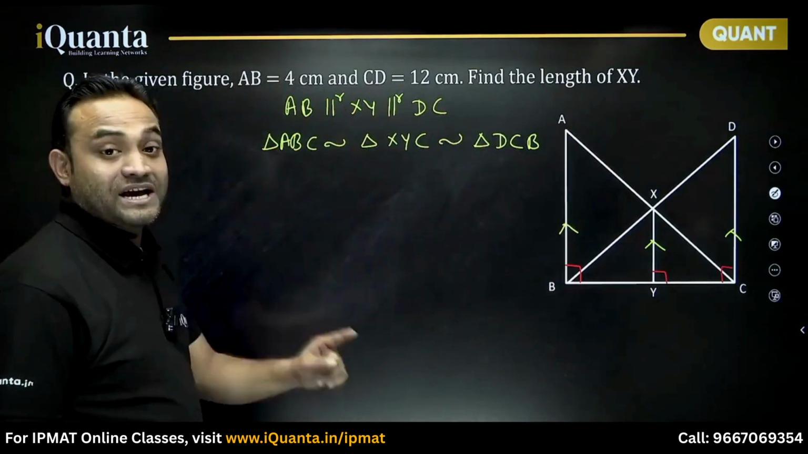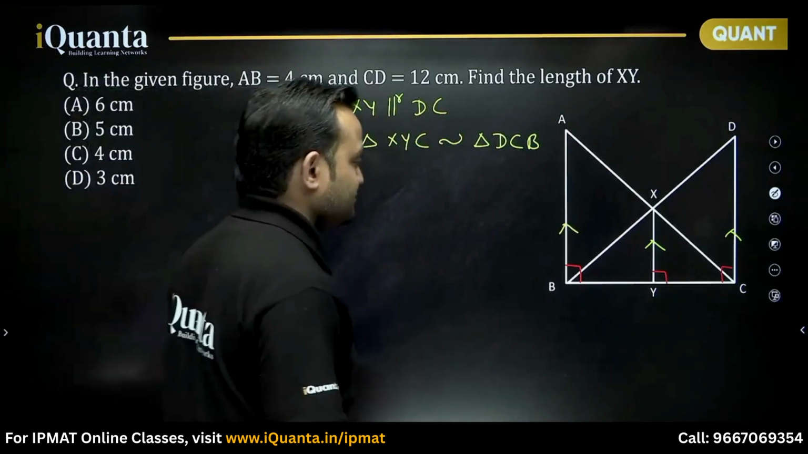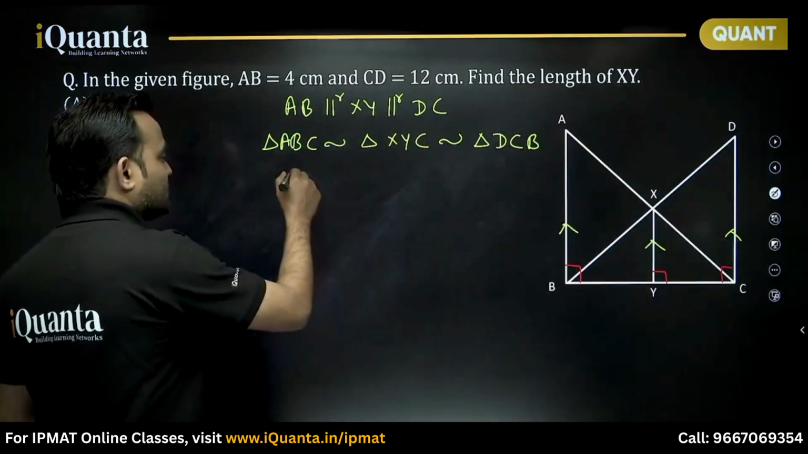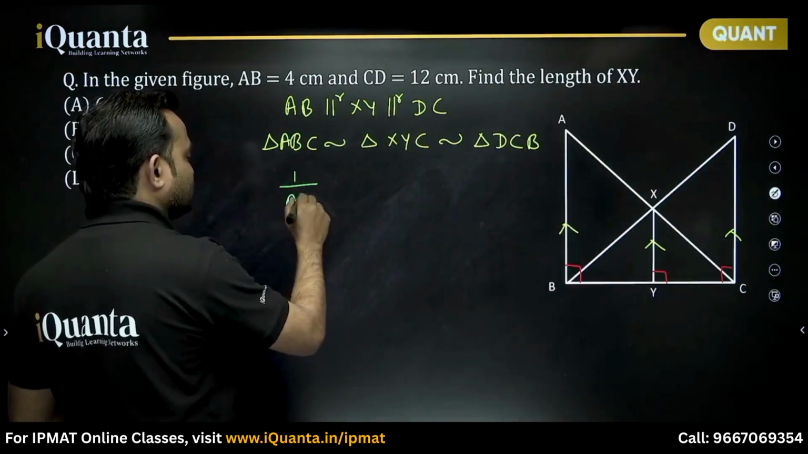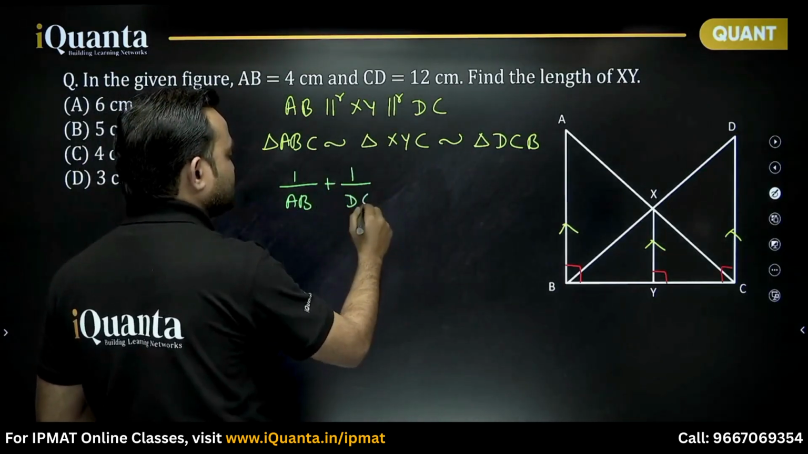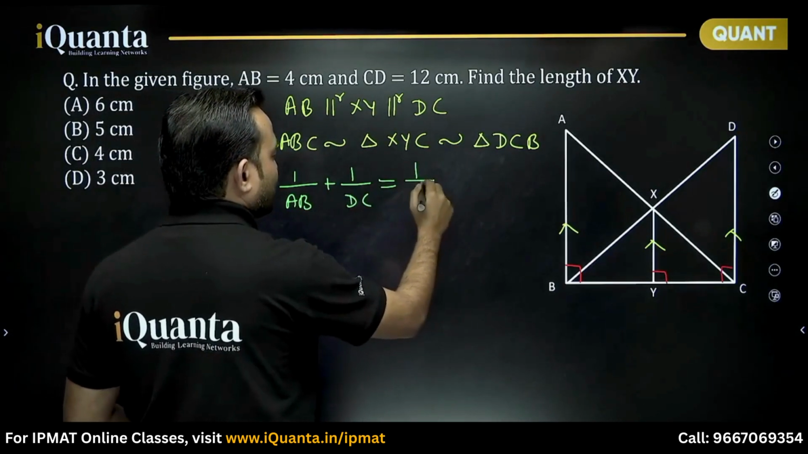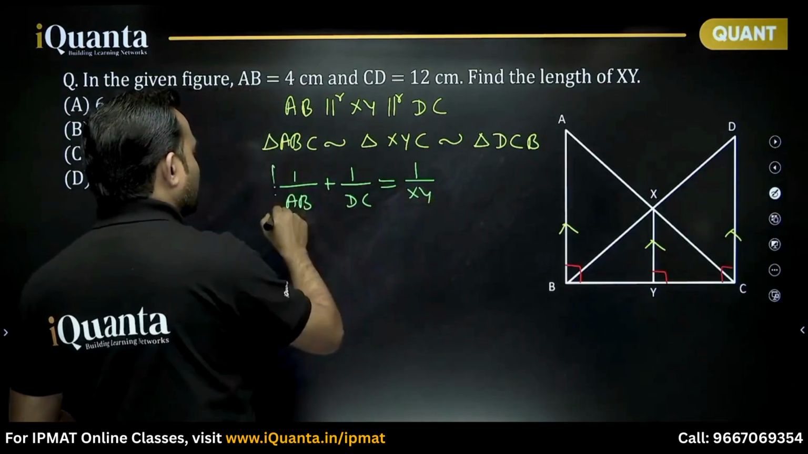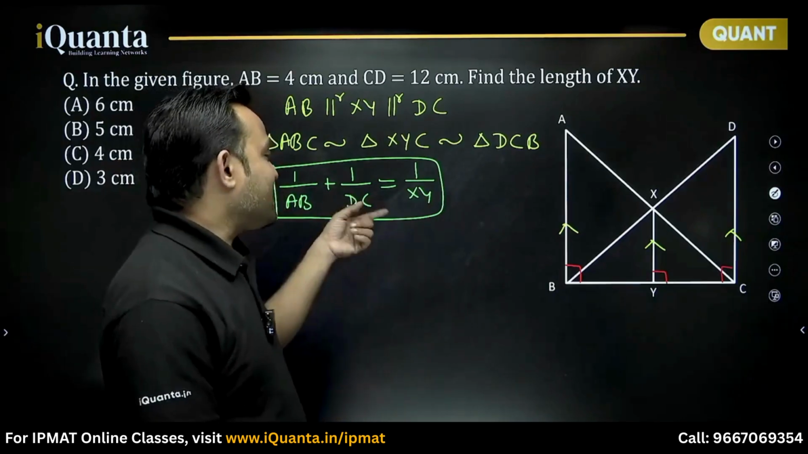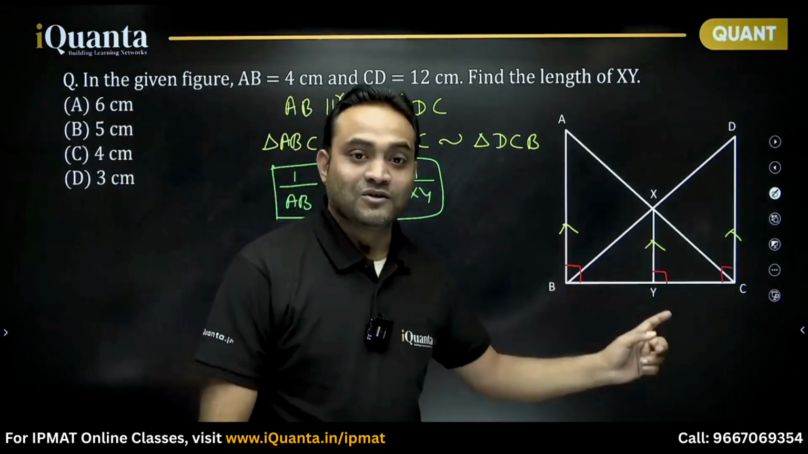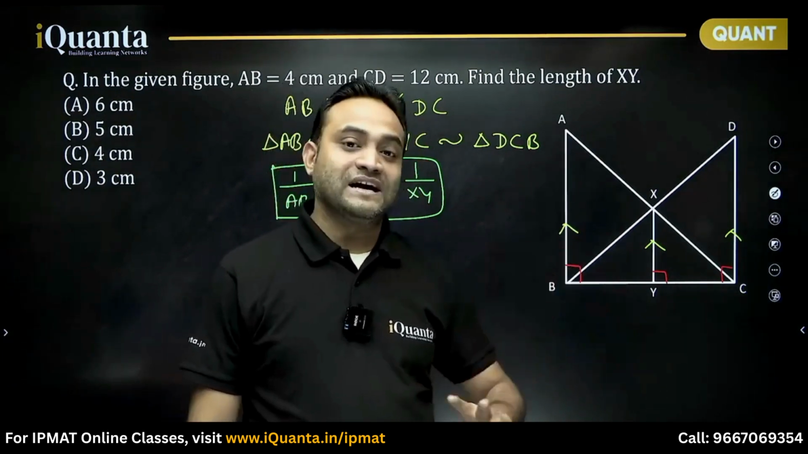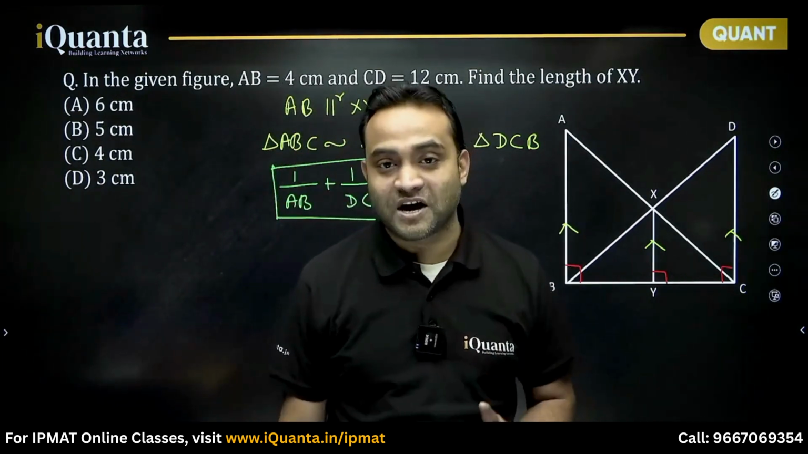Using this, we get a very important relation with respect to the length of XY, that 1 by AB plus 1 upon DC is equal to 1 upon XY. Now remember this and try to find out why this relation comes here. You don't need to do anything but use the similarity. If you get this, let me know your explanation in the comments, okay?